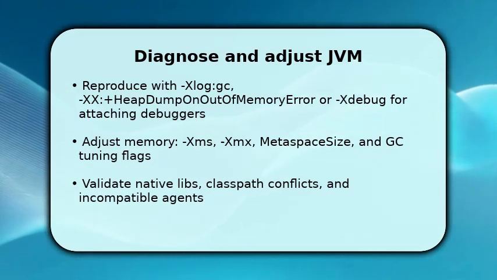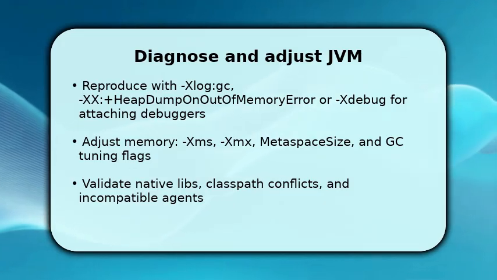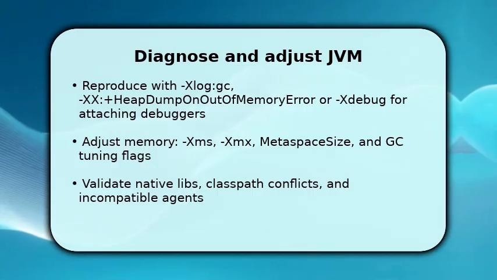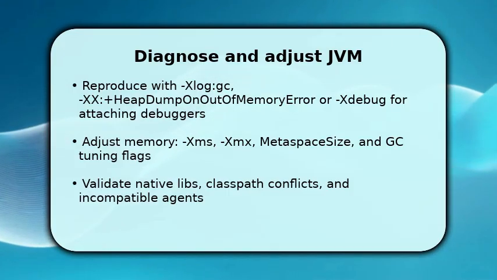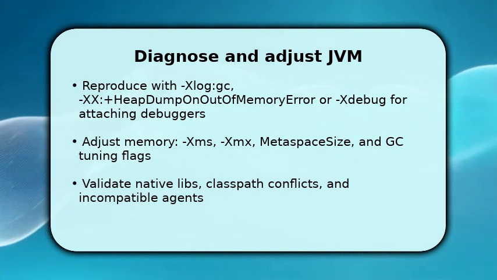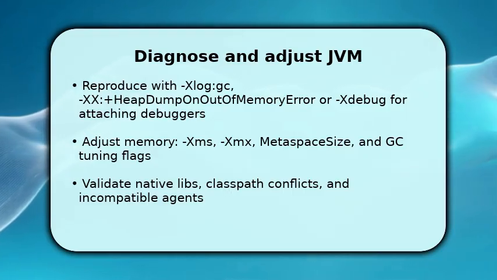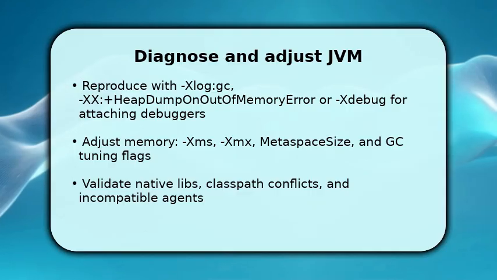Reproduce the issue while enabling logging and diagnostics. Use -Xlog, gc*, plus heap dump on out-of-memory error, and attach a debugger if needed. Once reproducing, tune memory and garbage collector settings, modify Xms and Xmx and metaspace parameters, and experiment with G1 versus parallel GC.